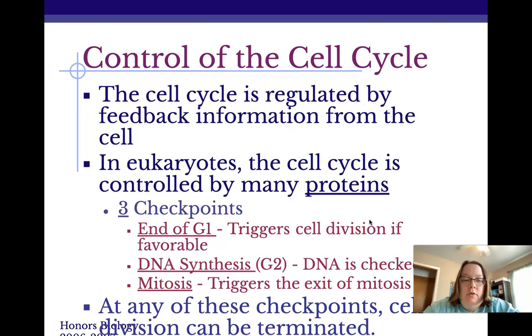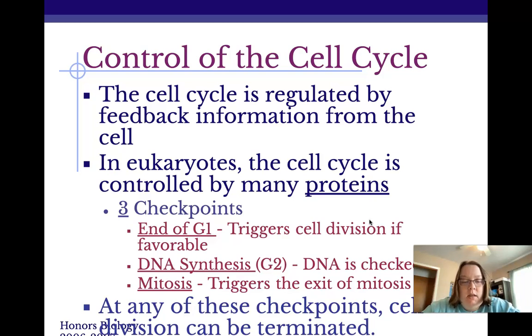The cell cycle also has several feedback checkpoints. These checkpoints are controlled by proteins, and their job is to ensure that cell division is happening properly. These checkpoints are going to make sure that there aren't errors. If there's an error in cell division, it could lead to cancer or mutations, and we don't want that.